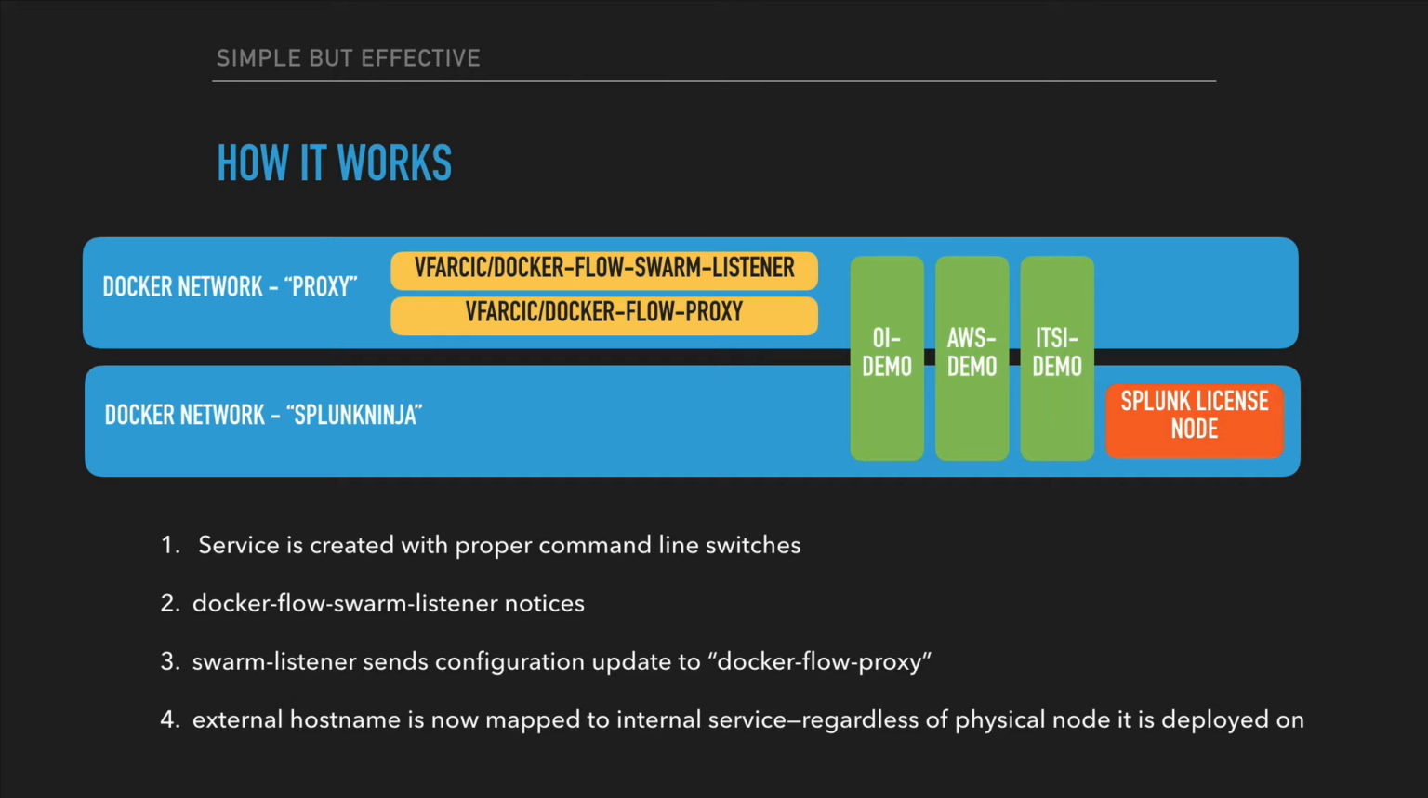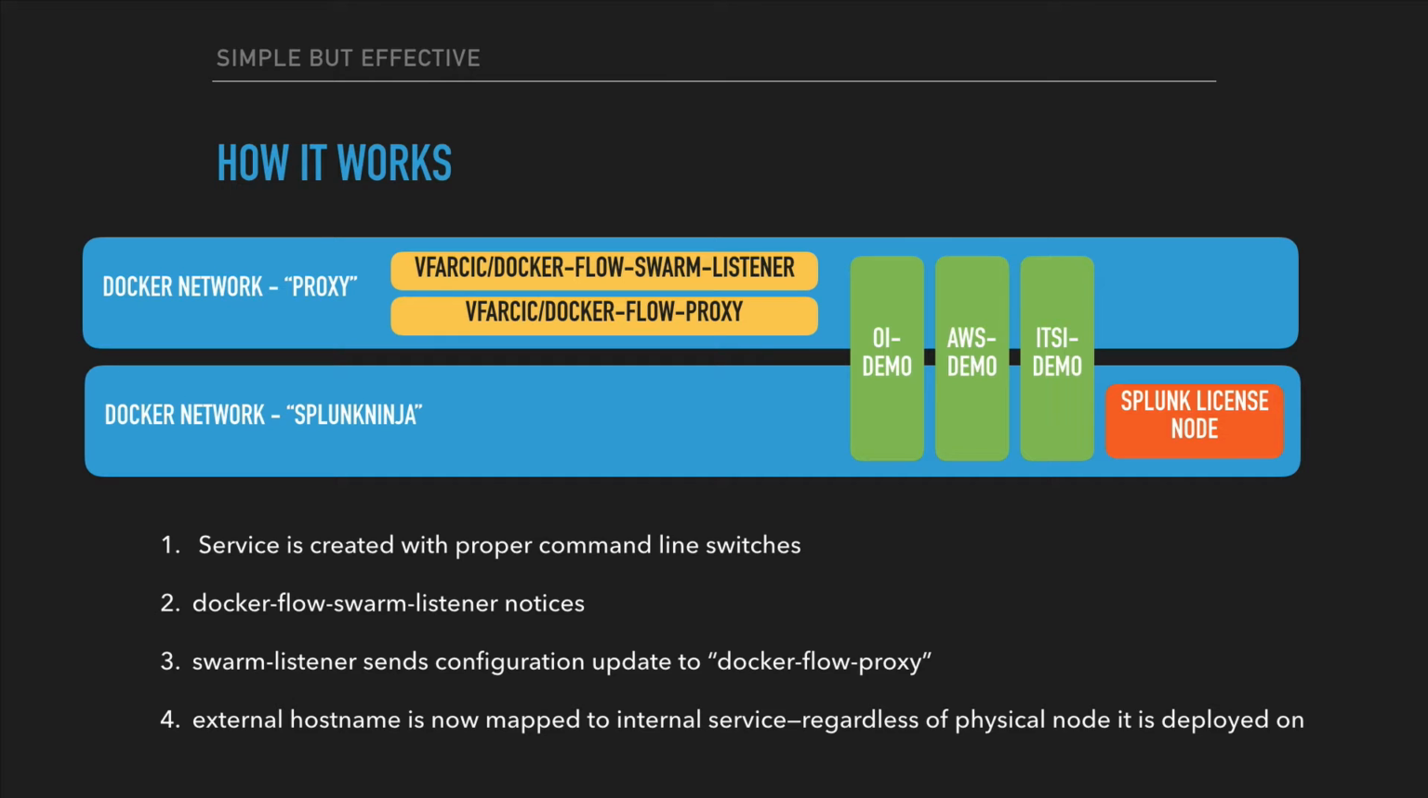Victor's Swarm Listener and Flow Proxy, these are the two images that turn into containers that are required for this. They're going to run on the Proxy network, and the Proxy network is going to listen for all the communication from the outside world. I have another network called Splunk Ninja, which, for example, I might want to take and have a copy of Splunk running as my licensing node containing all of my licenses.